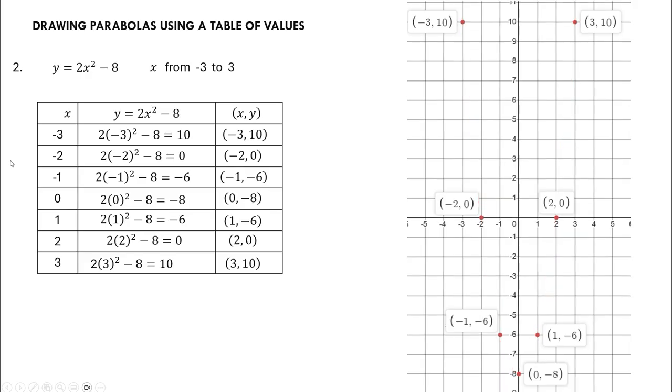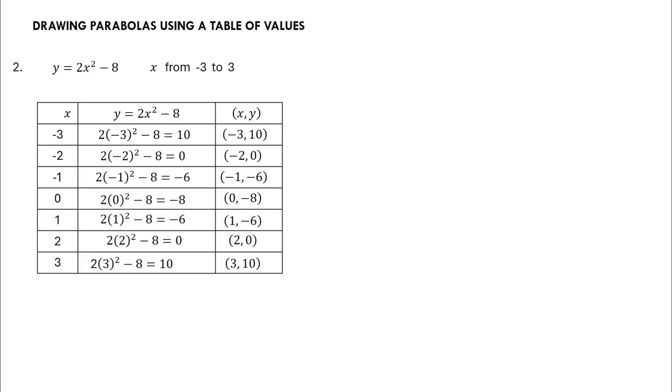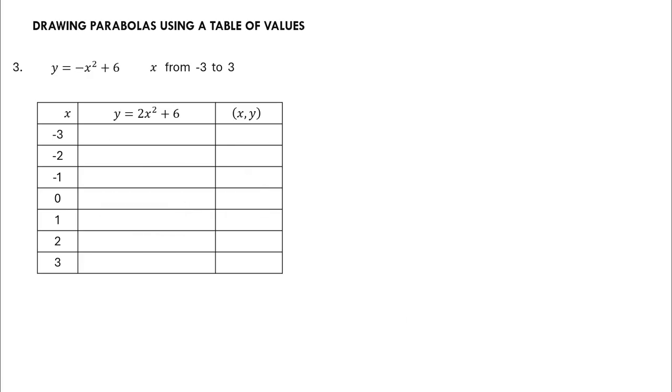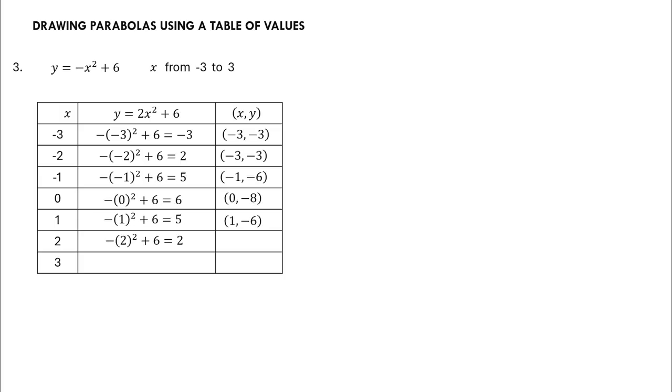Let's go back to number 3. With the negative, we'll see what kind of effect that has on our graph. Once again, we're substituting in all the x values from negative 3 in this case to 3 to get our y values. That will give us a whole bunch of coordinates. When we have the coordinates, we can plot them on the graph.